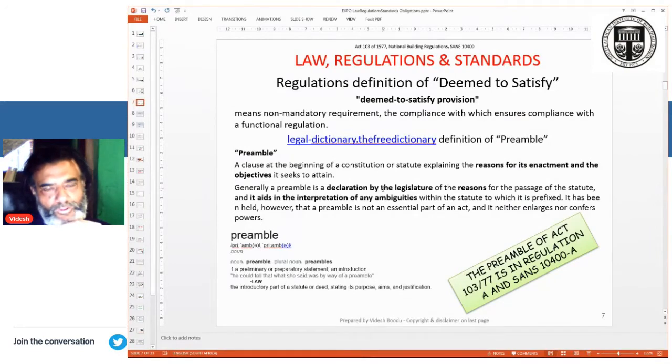Before we go on to those obligations, law is difficult to understand. It can be interpreted in different ways. So to implement the regulation or a standard, you need a guidance. The guidance normally comes in a part of the act called the preamble.